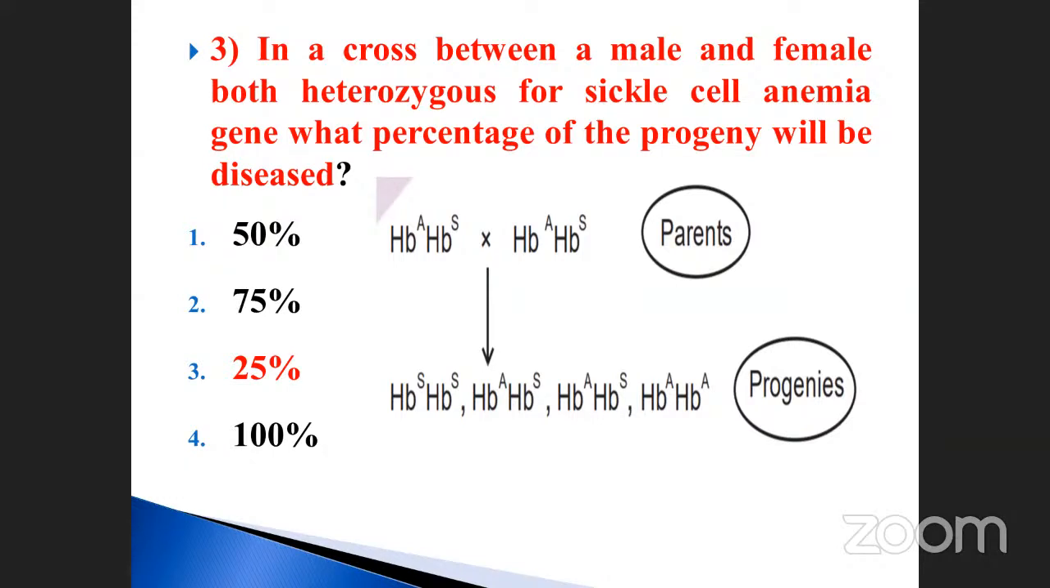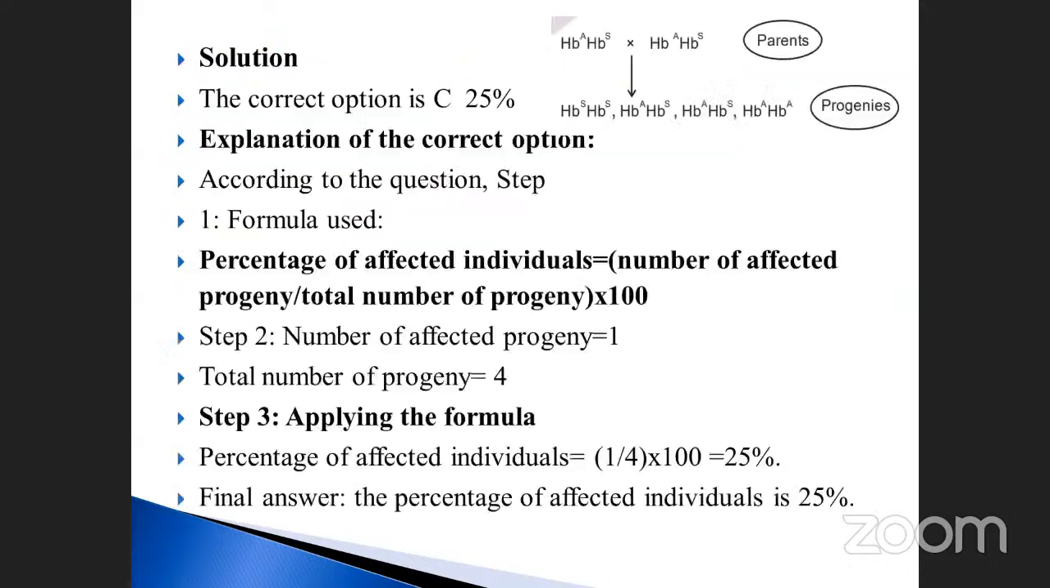You have to put the calculation, then only see the solution. So this is the parental characteristics. The correct option is C, 25%. Explanation of the correct option, according to the question. Step 1, the formula used: the percentage of affected individuals is equal to the number of affected progeny divided by the total number of progeny into 100. This is the first step. You have to use the first formula.